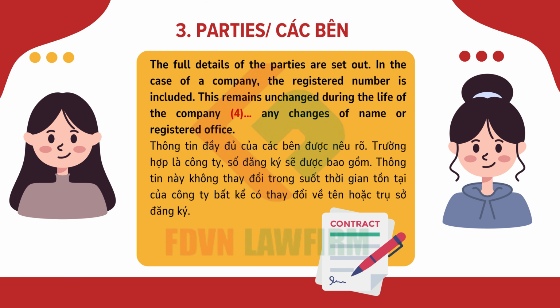3. Parties. The full details of the parties are set out. In the case of a company, the registered number is included. This remains unchanged during the life of the company, despite any changes of name or registered office.